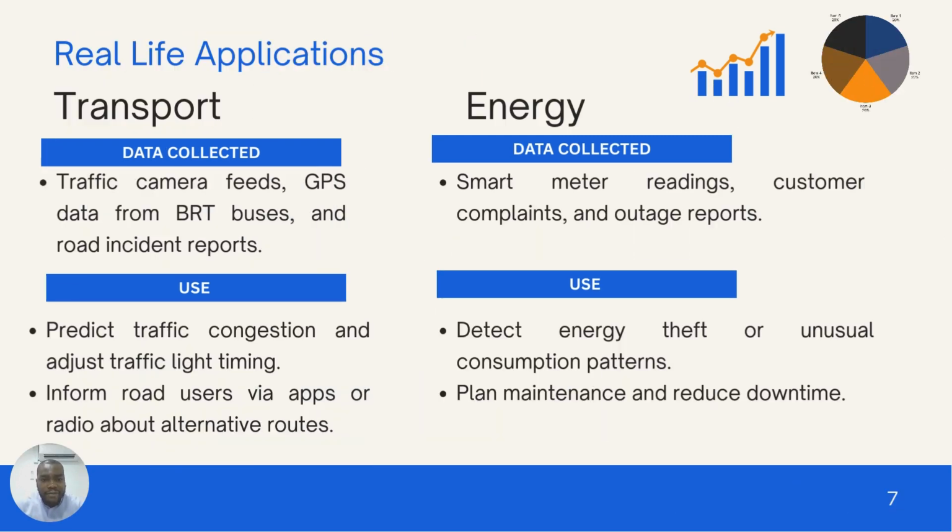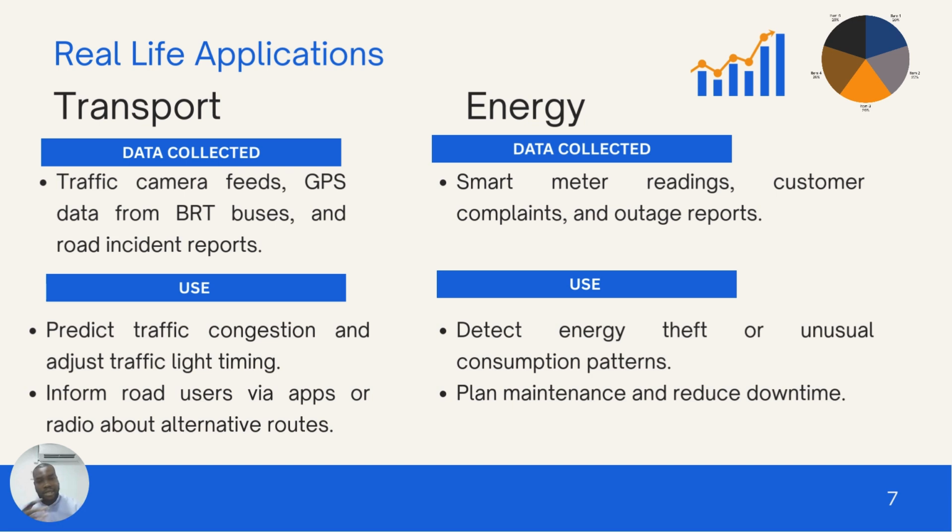And then finally, in transport and energy. For example, in transport, your GPS data from BRT buses, all your BRT buses have GPS data, and then there are road incident reports, traffic camera feeds. LAMATA collects this data and uses it to predict traffic congestion, adjust traffic light timing, and inform road users of congestion on different routes and all that. That is one of the ways Google themselves get data for their Google Maps, right?